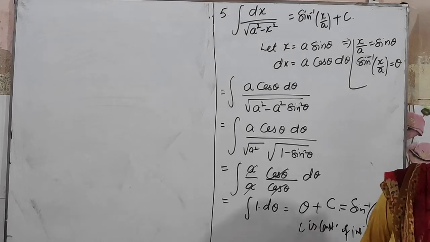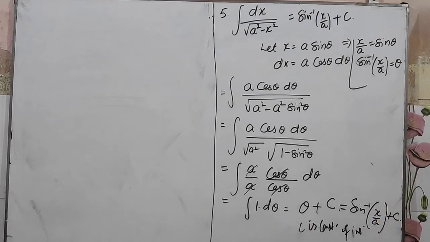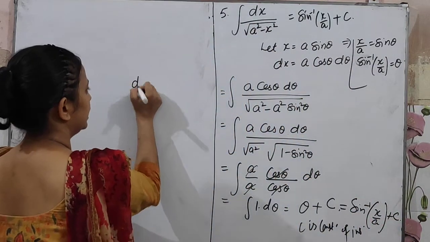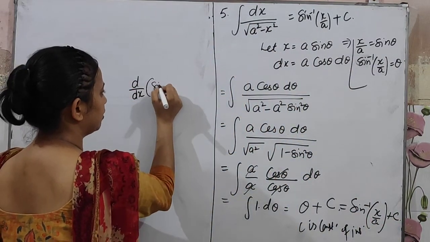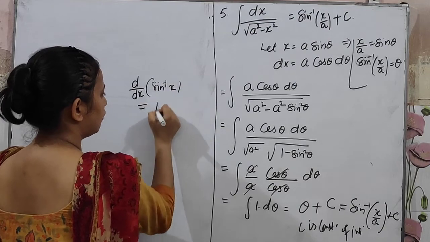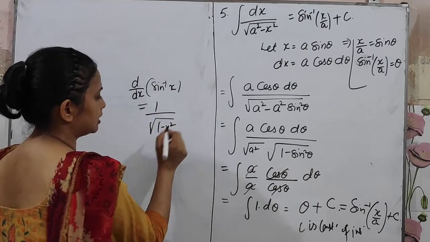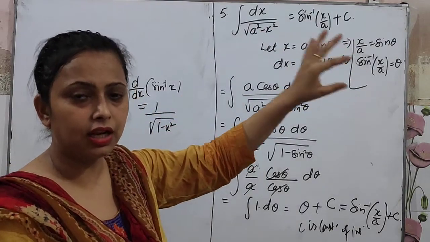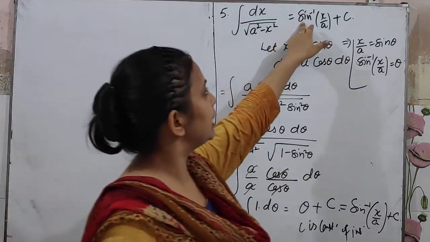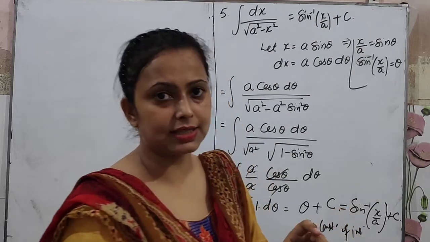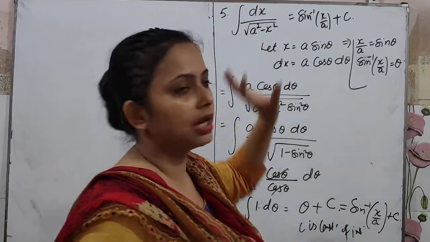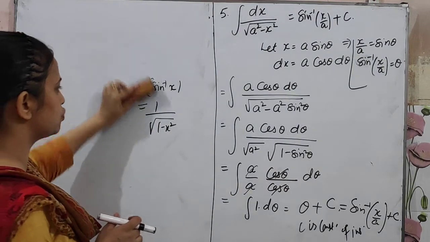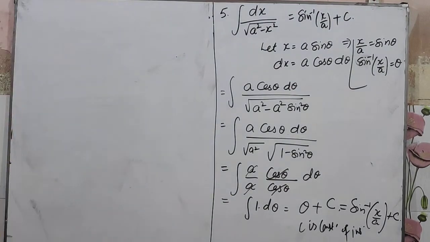Is that clear? See students, what is the derivative of sine inverse x? The derivative of sine inverse x is 1 by root 1 minus x square. So whenever it is under root of 1 minus x square, the answer will always be sine inverse x upon the number here. Is that clear? So you can learn this formula this way. Pause the video to note it down.